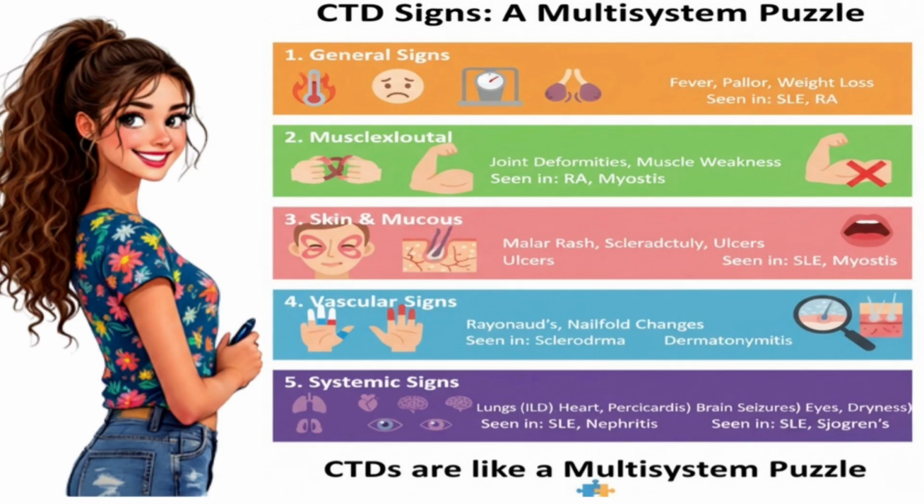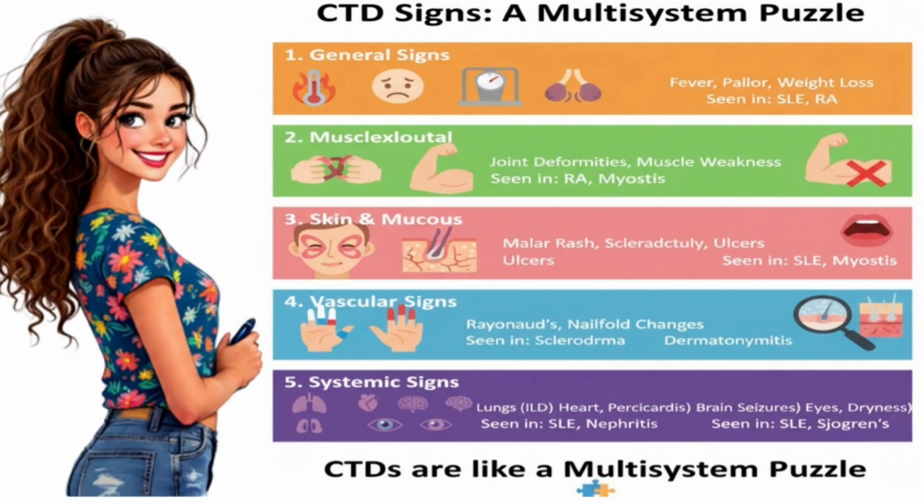Another sign is pallor, resulting from anemia of chronic disease, where iron is sequestered and red blood cell production is reduced. You might also find lymphadenopathy, which indicates immune hyperactivity or a secondary infection and is common in SLE, Sjogren's, and mixed CTDs. Finally, weight loss or cachexia can occur due to the catabolic state caused by chronic inflammation, especially in advanced RA or systemic sclerosis. These signs are often subtle, but when several are present, they strongly signal systemic involvement.